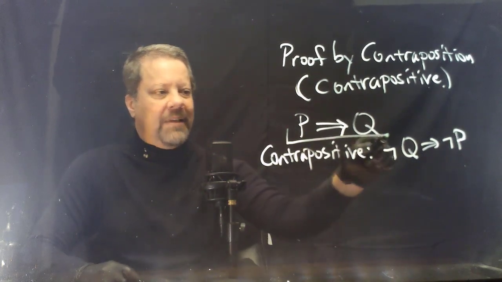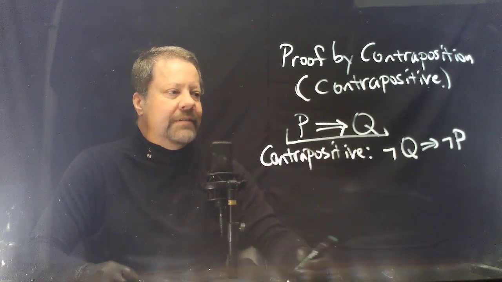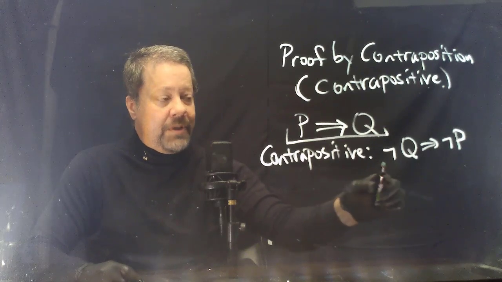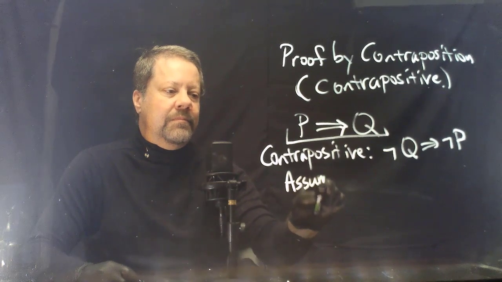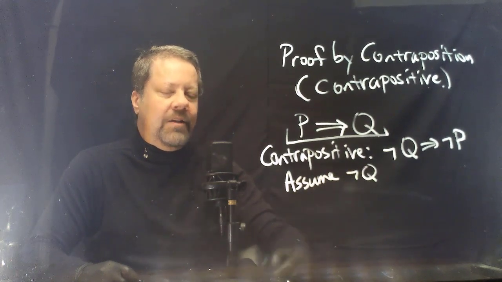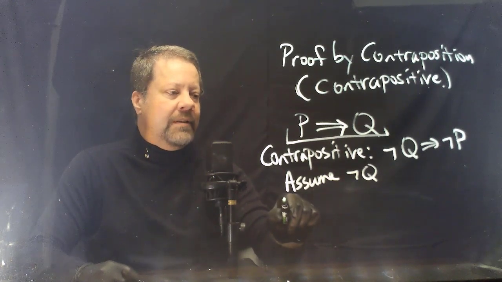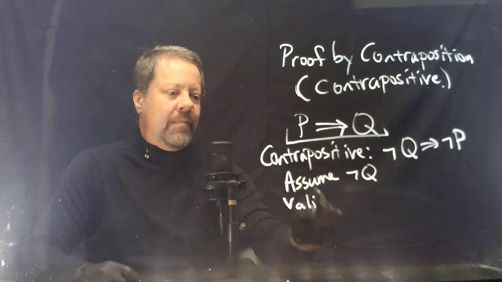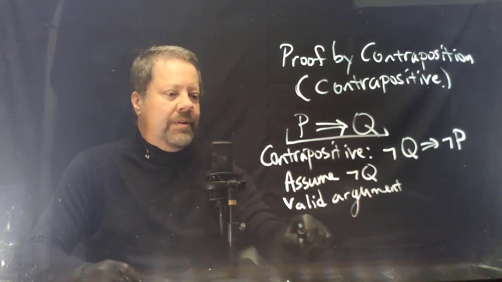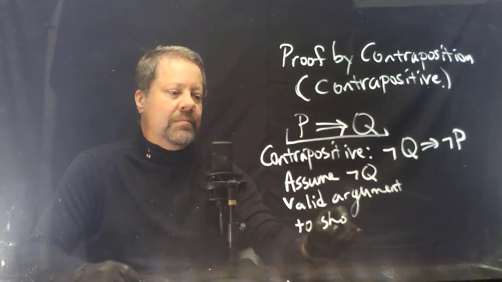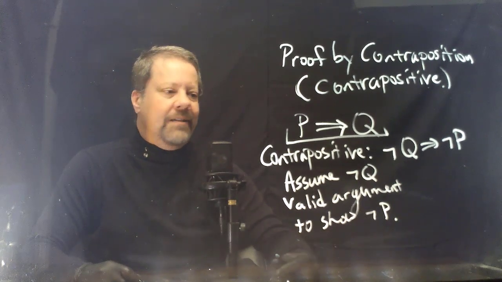To prove P implies Q by contraposition, or using the method of the contrapositive, is to do a direct proof of the contrapositive. You assume not Q, that Q is false, and then you use a valid argument to show that P is false, and hence not P is true.